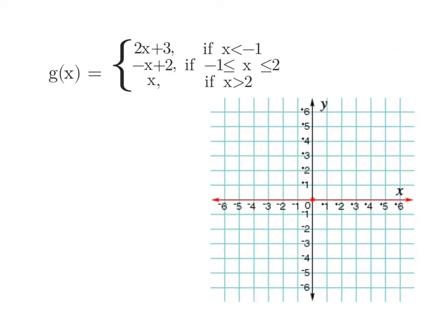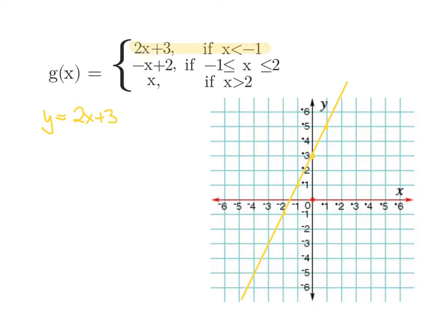Let's try it again. This time, g of x is defined with 3 pieces. So we're going to have 3 portions on our graph. Let's take them one at a time. The first one is 2x plus 3 if x is less than negative 1. So we're going to graph this line y equals 2x plus 3. That has a y-intercept of 3 and a slope of 2. So go up 2, over 1, or down 2, back 1. Get a few points there, and then draw my line.